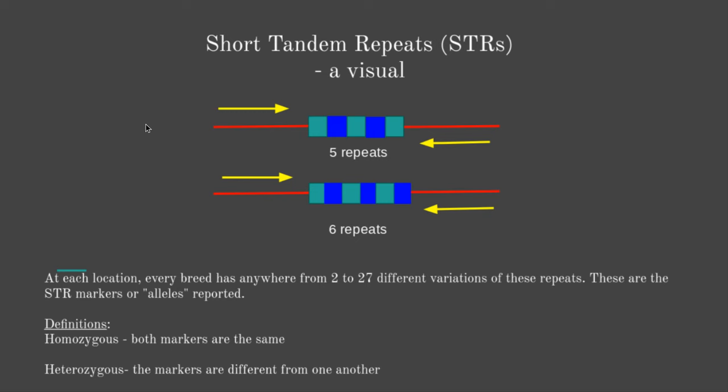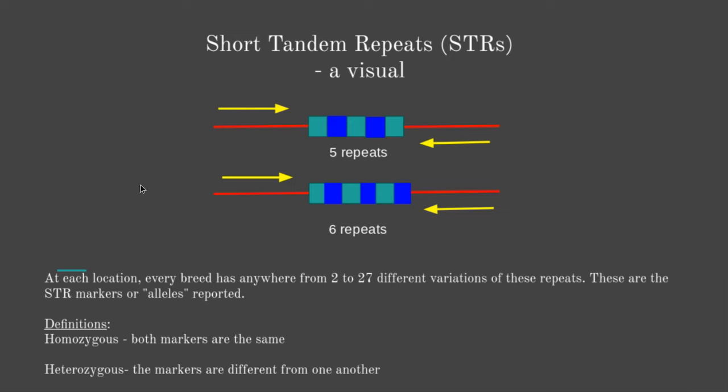Short tandem repeats. Here's a visual. Those of you who watched the video on the UC Davis certificate will recognize this. This is one chromosome, this is another chromosome, and this is a heterozygous chromosome because it has two different types of repeats, which would be two different alleles.